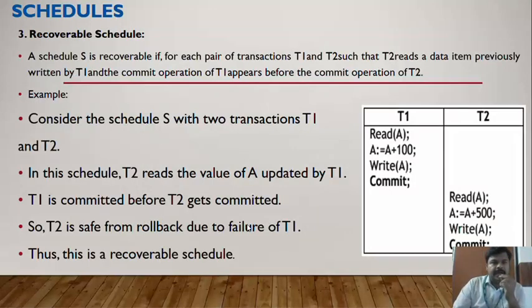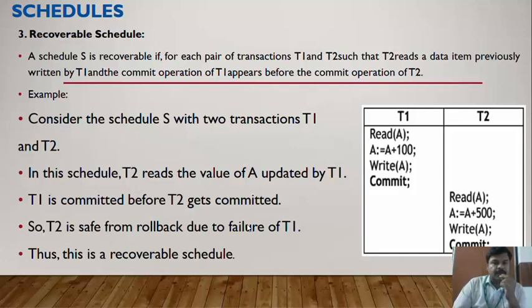Next one is a recoverable schedule. A schedule S is recoverable if for each pair of transactions T1 and T2 such that T2 reads a data item previously written by T1, the commit operation of T1 appears before the commit operation of T2. So consider the two transactions T1 and T2. You can see read of A, A equal to A plus 100, write of A, commit. Then we come to T2, read of A, A equal to A plus 500, write of A, commit.